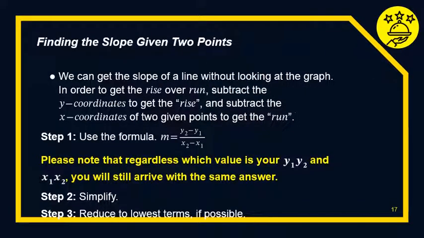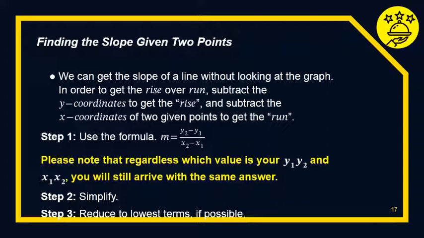Finding the slope given two points. We can get the slope of the line without looking at the graph. In order to get the rise, subtract the y-coordinates, and to get the run, subtract the x-coordinates of the given points. Step 1. Use the formula m = (y sub 2 - y sub 1) / (x sub 2 - x sub 1). Please note that regardless of which point you label as y sub 1, y sub 2, x sub 1, x sub 2, you will still arrive at the same answer.